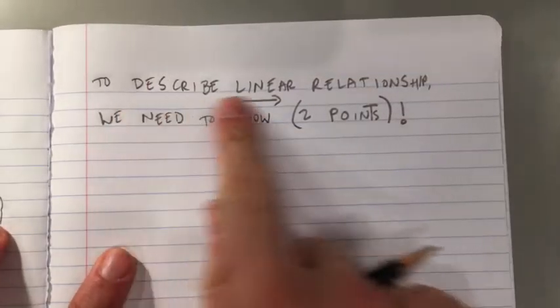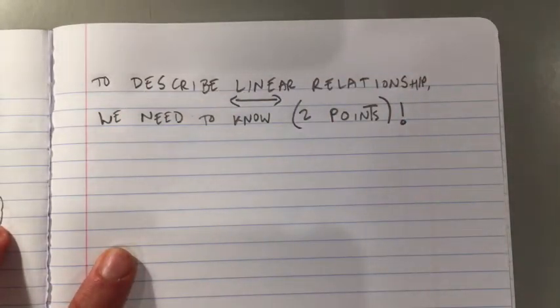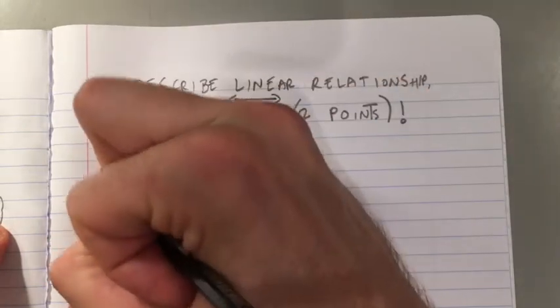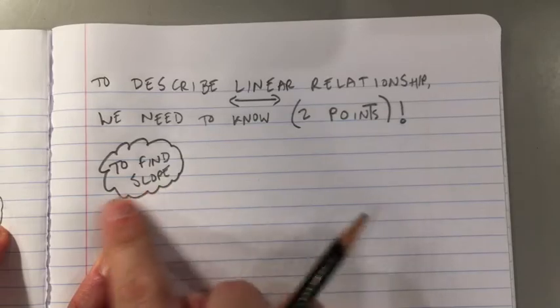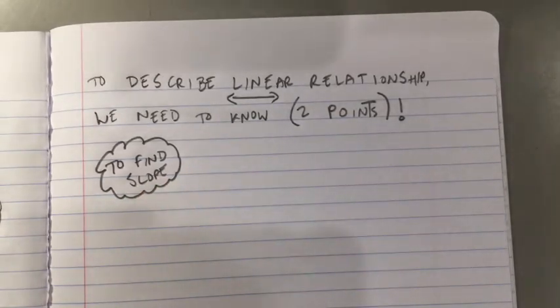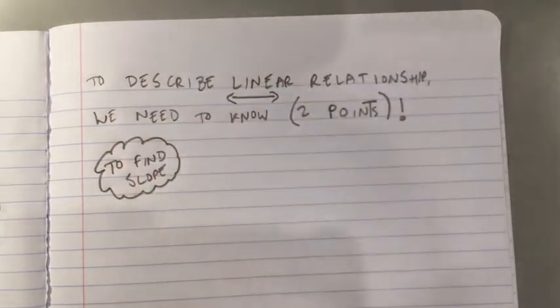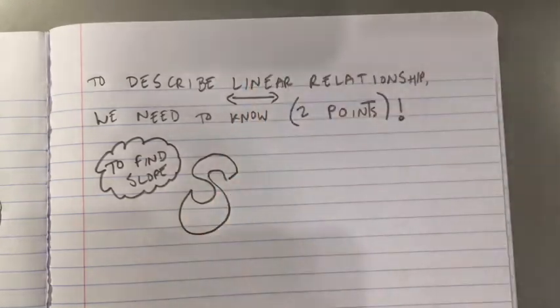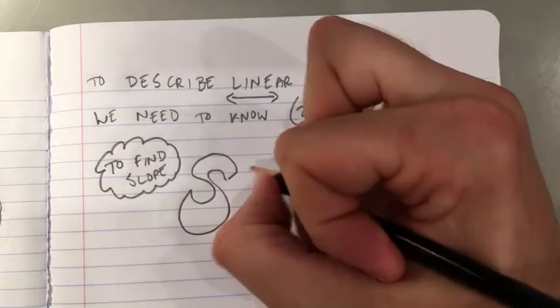I'm going to give you a little strategy here. So if we want to describe linear relationships, the goal we should start with is to find the slope. So I'm just going to add this little note here. So to find the slope, put a little cloud around it because clouds are pretty. So to find the slope, we need to be able to do 3 things, right? So 2 points, but 3 things. So I'm going to draw a fancy S, right? Because all these things I'm asking you to do start with S.